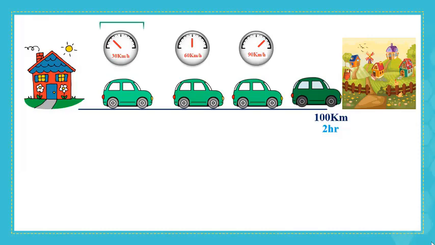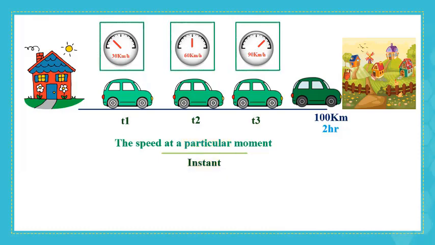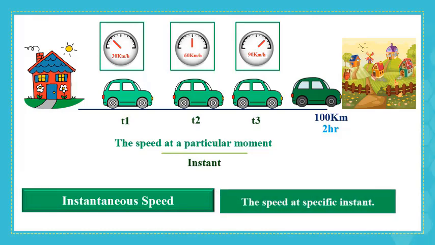Notice at time T1, the speedometer reads 30 km per hour. This means that at T1, the car is moving at a speed of 30 km per hour, which means at this particular moment, at this particular instant, the car is moving at 30 km per hour. The speedometer reads the speed at a particular instant. T1, 30 km per hour. At T2, the speed is 60 km per hour. T3, 90 km per hour. These values of speed shown by the speedometer are called instantaneous speed. Instantaneous speed is the speed at a specific instant.